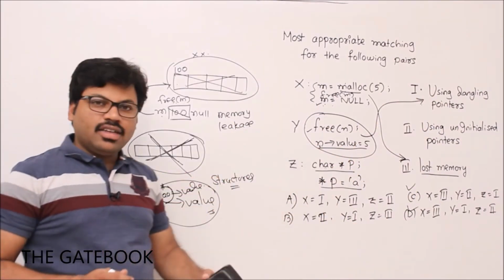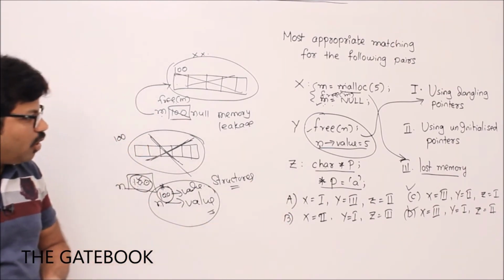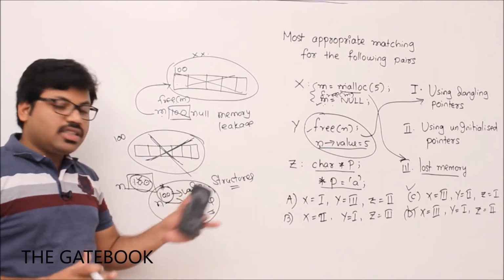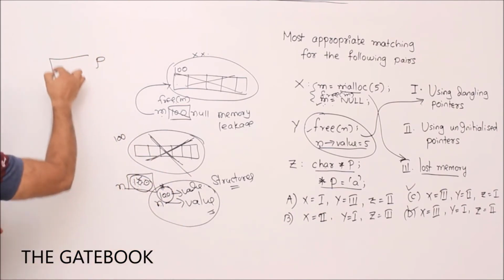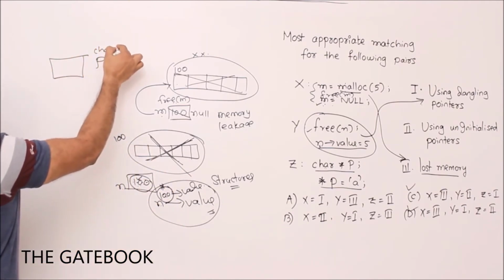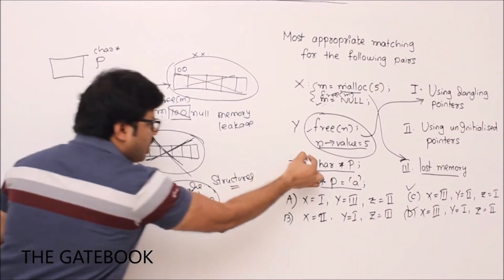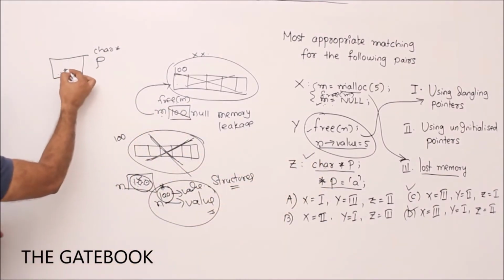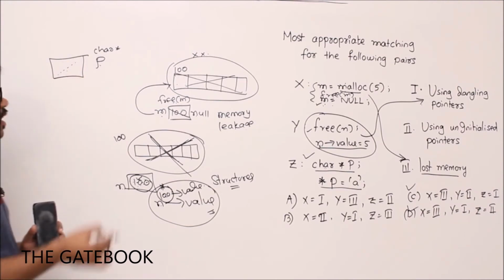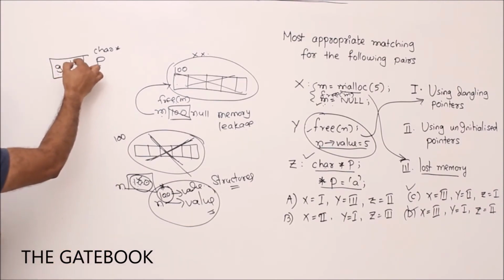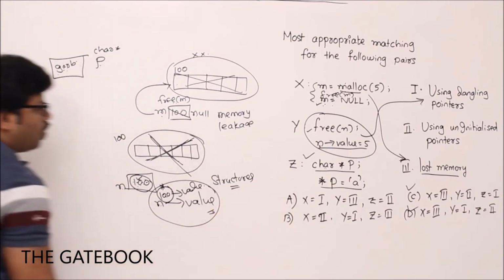Now we'll see Z. Z is character pointer p followed by value at p equal to a. Let's try to understand this with a pictorial representation. Let's say p is a character pointer. Let me remember it. Then after this line, what happens? Some p will be created but with no initialization. Then it contains a garbage value. Remember it. Then value at p equal to a.